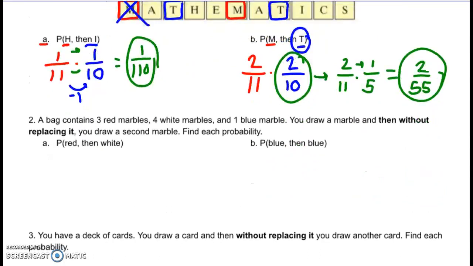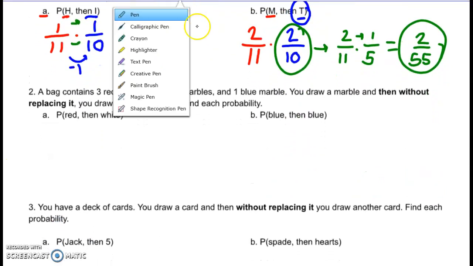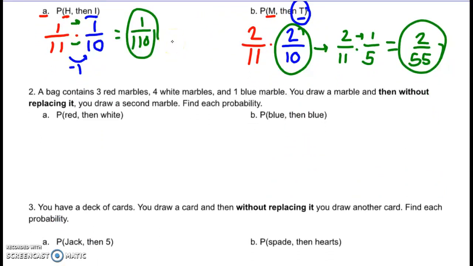Let's look down at example number 2. Again, very similar to one that we saw on the front page. We have a bag that has 3 red marbles, 4 white, and 1 blue. We draw a marble out of the bag, and then again you see these words, without replacing it, you draw a second marble. So again, we're going to notice that our outcomes or our total options is going to change a little bit. But again, our first step is to add all of these numbers together. We have 8 total marbles to start.